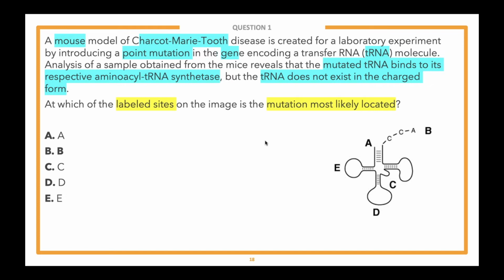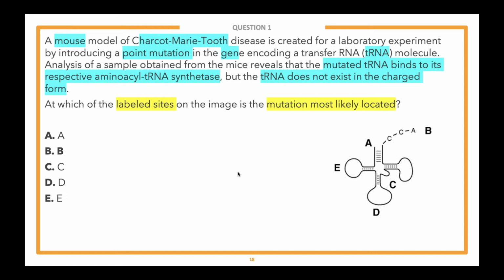So let's take a look at the other answer choices real quick. Site E, that is the D arm, okay? And that's necessary for the tRNA recognition by the correct amino acyl tRNA synthetase, and we know that is fine, okay? Site D, or letter D, sorry, that is the anticodon loop of the tRNA, and that pairs with the specific codon on the mRNA. Site C, that is the variable arm of the tRNA, okay? That helps stabilize the tRNA, and that assists the synthetases in recognizing the correct tRNA.